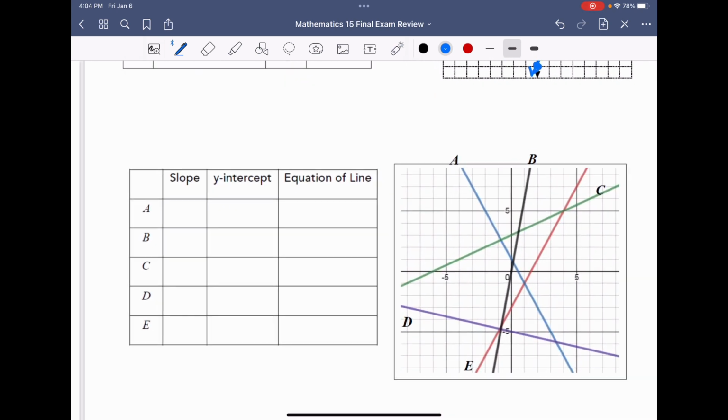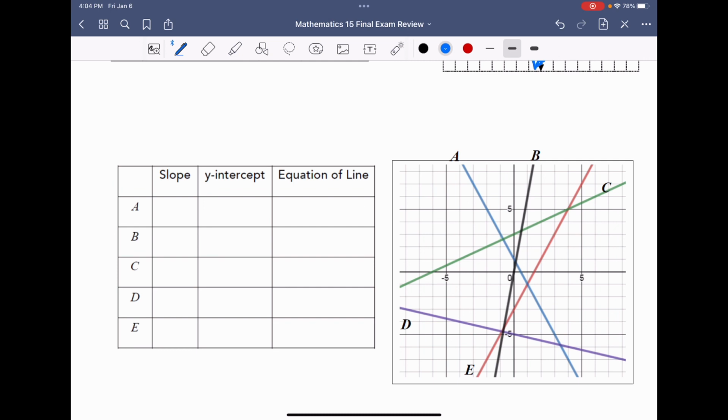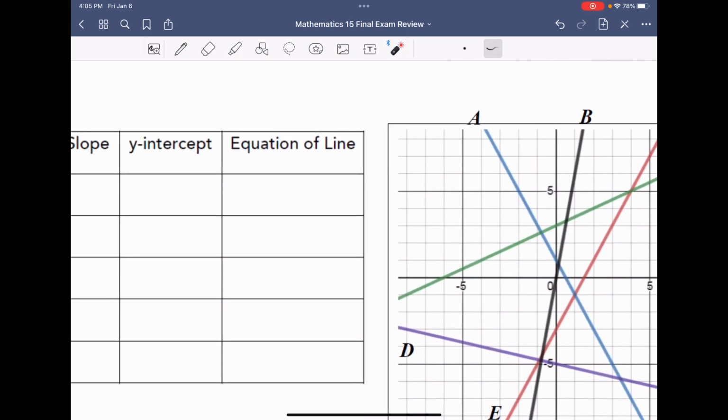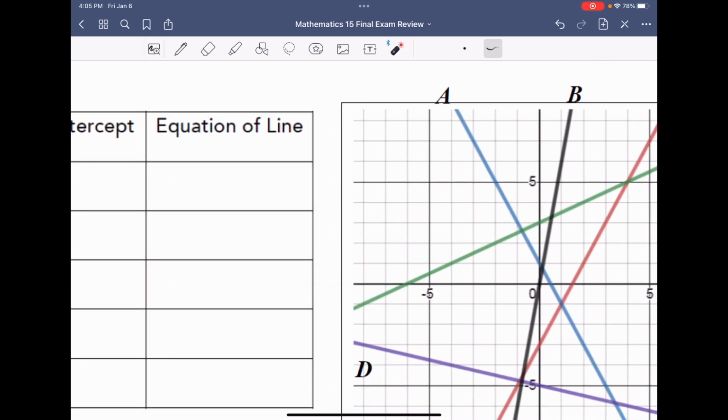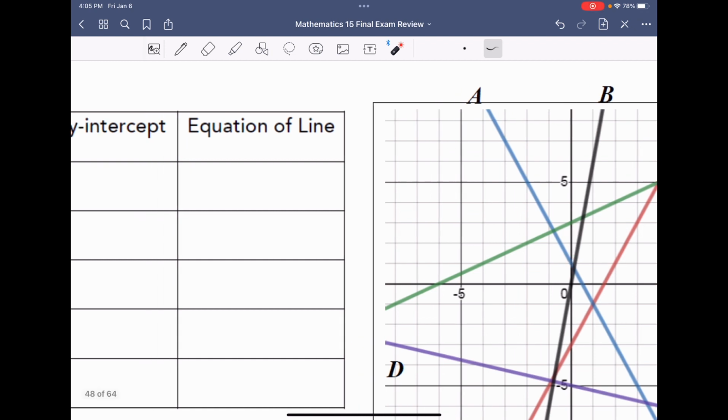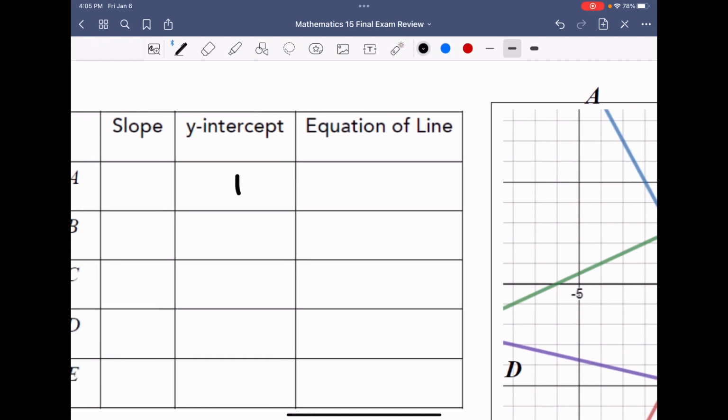All right, now, opposite case scenario: what if I just give you a bunch of lines scattered all together? Can you put them back into the equation for the line given just purely the graph? That sounds a lot complicated, but we're going to break it down. What if I look at A here? Well, first of all, they ask, what is the slope and y-intercept? The y-intercept of A occurs right here, which is at y is equal to +1. So in that space right here, I'm going to put +1.